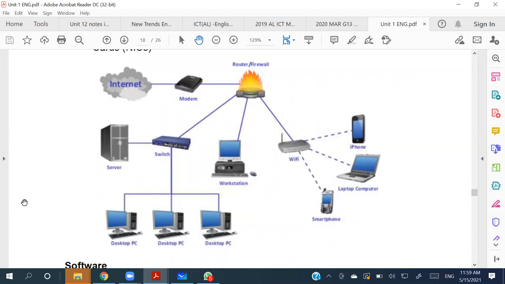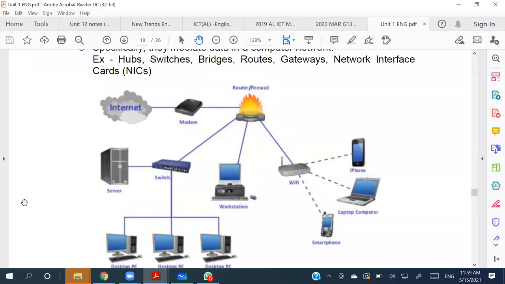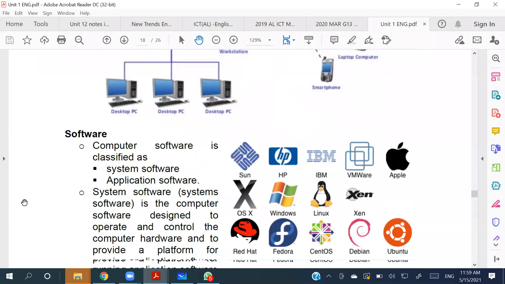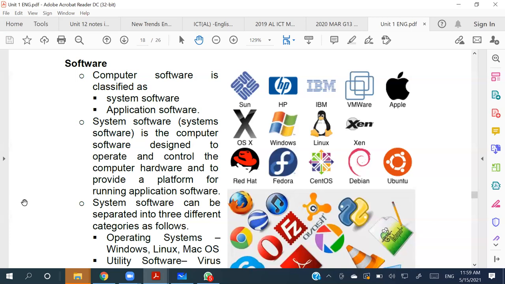We are going to talk about these things. Just for the moment, remember these devices and cables are needed. So let's take down these two, then we can go for the software part.